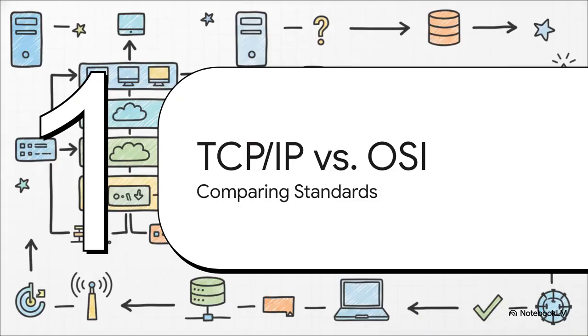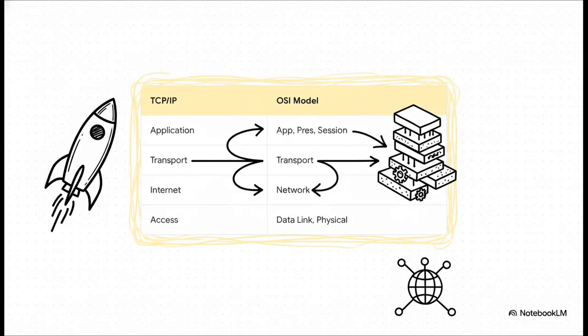All right, last major topic. TCP/IP versus OSI model. Comparing standards. So, if you're studying networking, you've definitely seen the OSI model. It's a 7-layer theoretical framework that's used heavily in education. But TCP/IP, that is the actual working model of the internet. And just look at how beautifully TCP/IP simplifies things here.